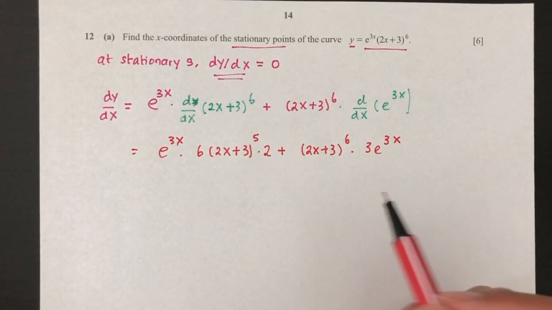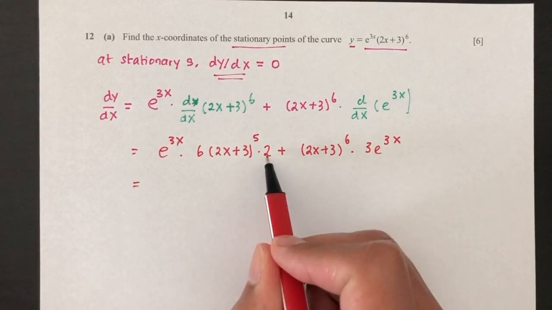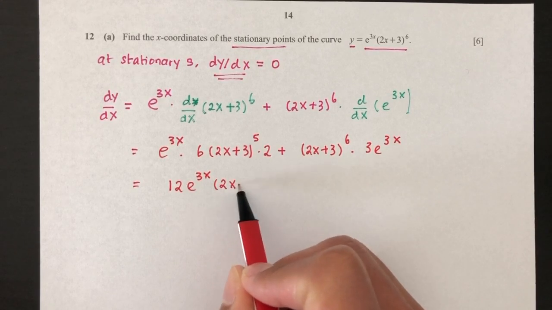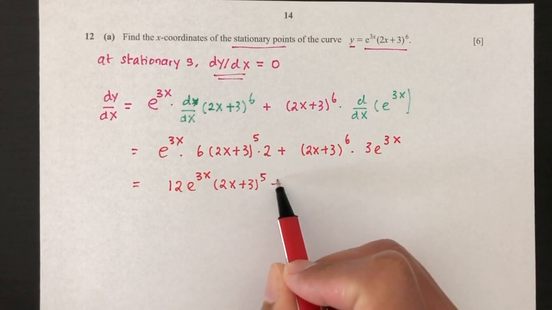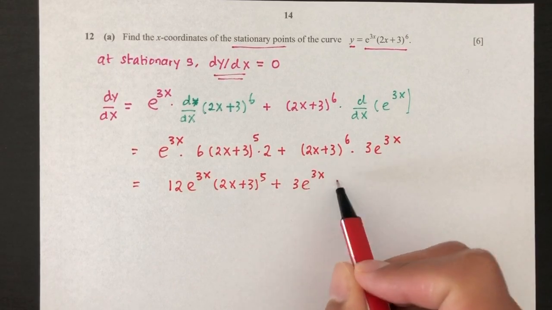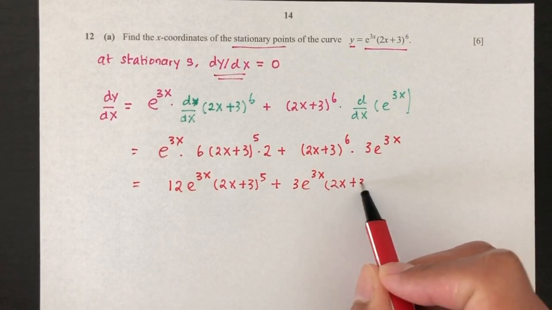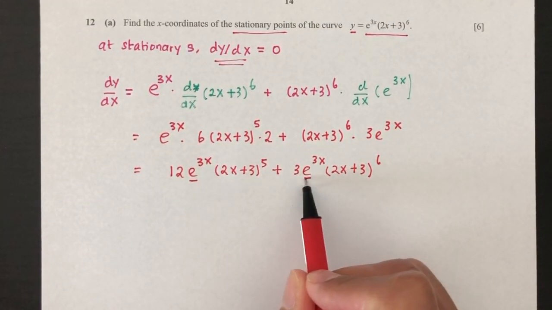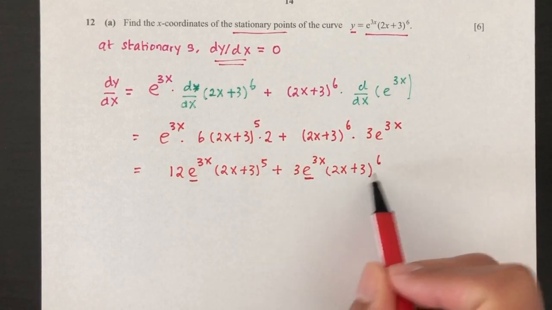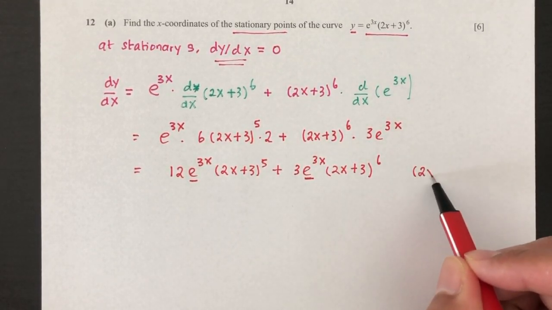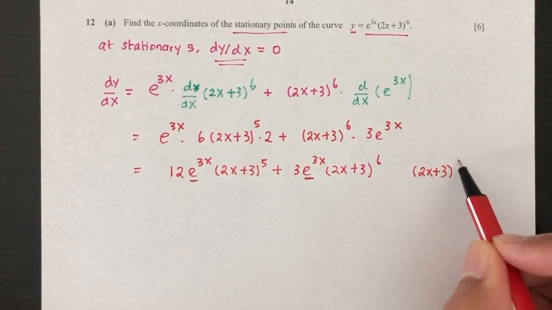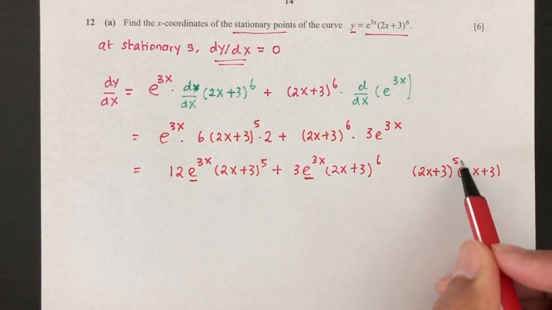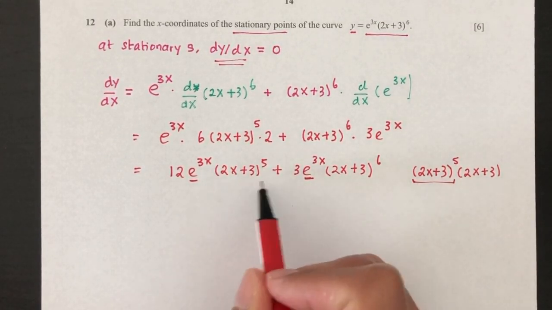Okay, so now let's simplify. Let's see what we have. So for the first part, we have 2 times 6, that will be 12, e^(3x), then we have (2x plus 3) power 5, plus 3e^(3x), (2x plus 3) power 6. Now we can factorize. You can see this is the same, this is the same, and this is power 5. (2x plus 3) power 6 is just (2x plus 3) power 5 times (2x plus 3). As you can see, we have power 5 here, the same as power 5 here. So we can take it out.